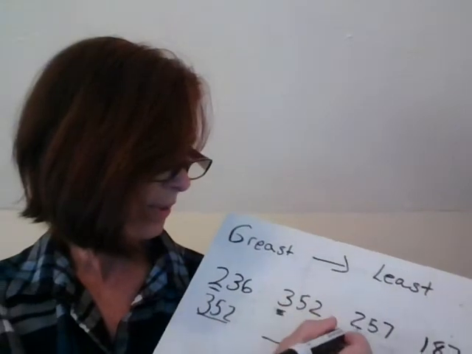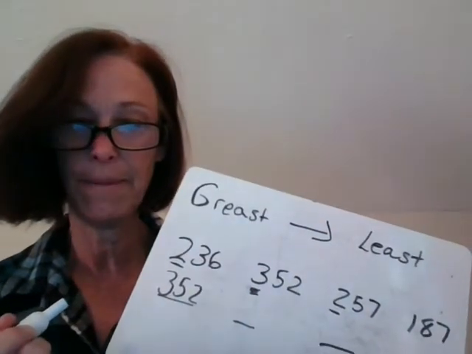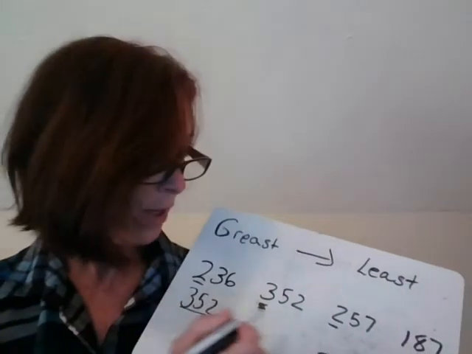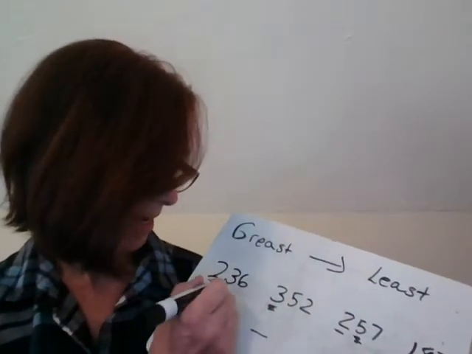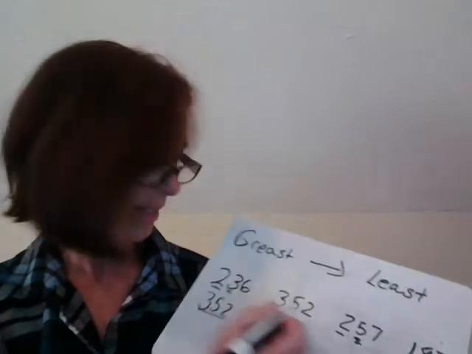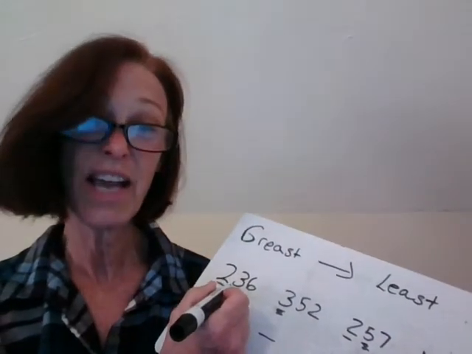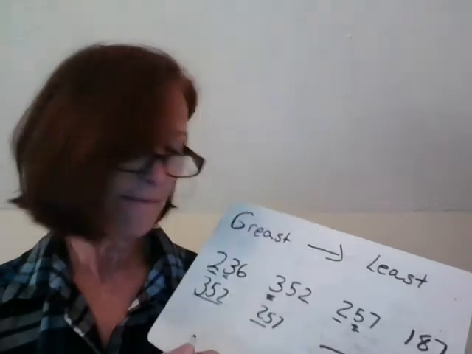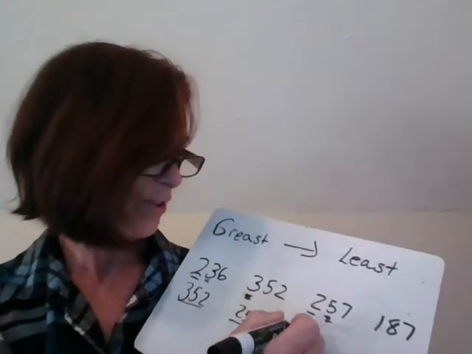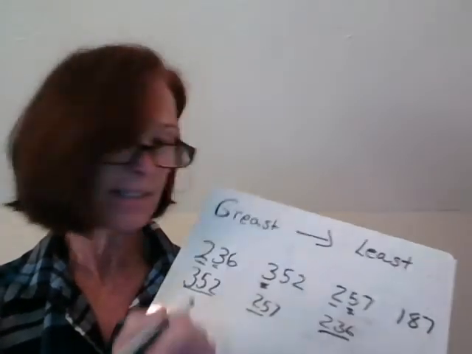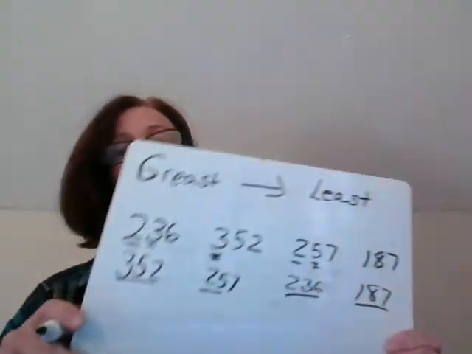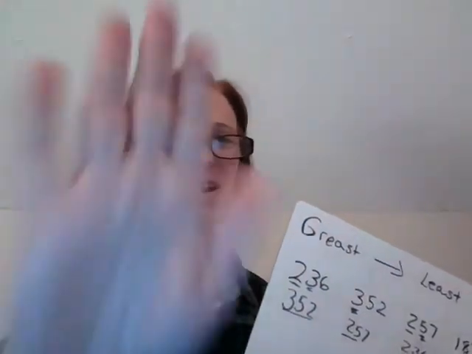Ooh, here comes your tricky part. I have two numbers in the 200s. Do you see it? You already know? You looked at the tens place next and you saw 5 tens is larger than 3 tens, so it has to be 257. You're right. Then 236 and 187.